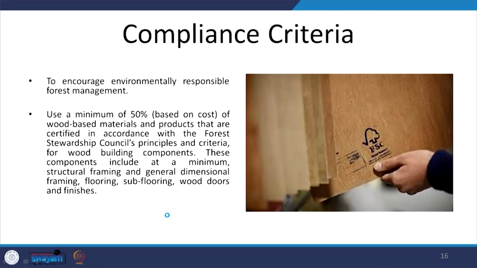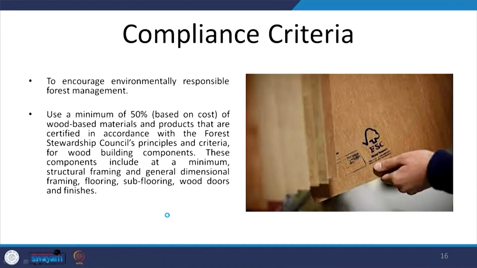Now, if we talk about the compliance criteria for using the certified wood, the intent is to encourage environmentally responsible forest management, and the compliance criteria in quantitative terms is to use a minimum of 50% of the wood products, based upon the cost again, of the total wood based material on the site that are FSC certified. So, out of 100% of the forest based wood materials which are going to be used on the project, at least 50% should be procured as FSC certified products.